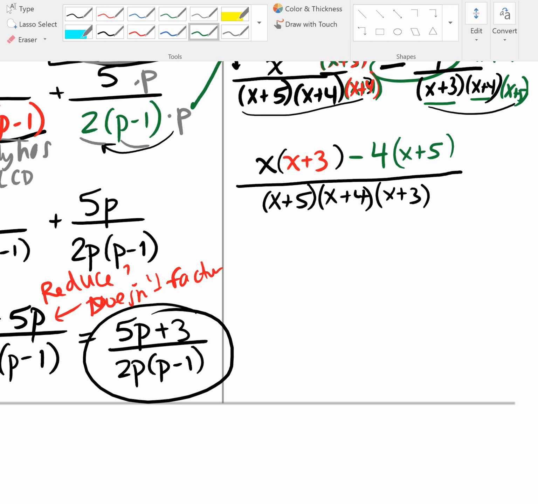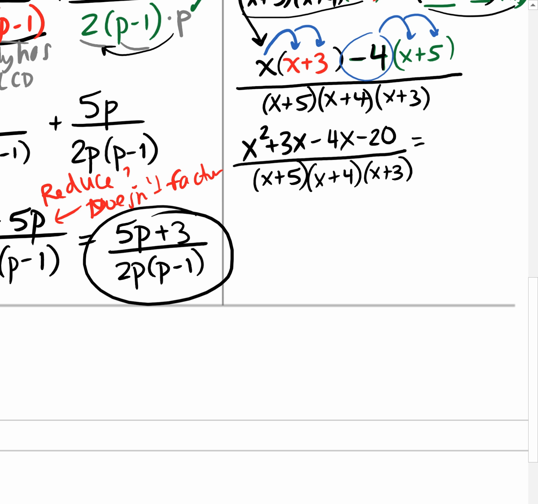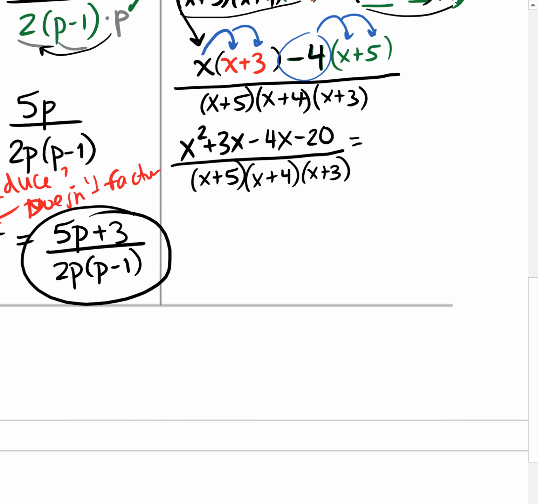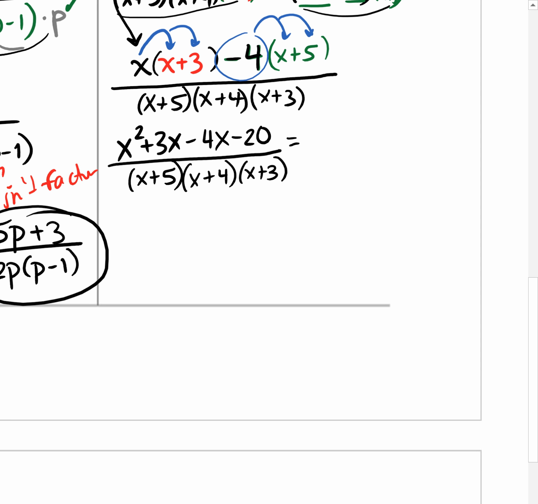Definitely, like we've said before, don't bother multiplying the denominator out. In the end, you're going to want to see if this thing reduces, and you're going to have to factor the denominator anyway. There's really nothing helpful about multiplying that denominator out. It just complicates it. And the numerator has a couple like terms in the middle. 3x minus 4x makes negative x. And the denominator is just along for the ride.